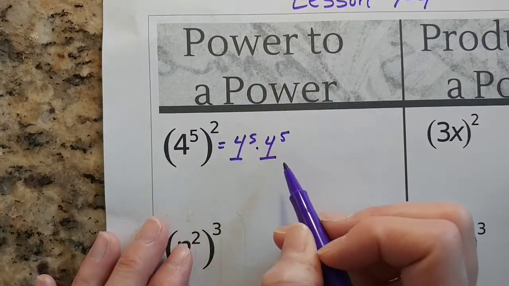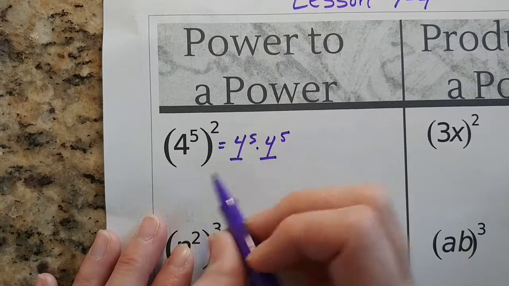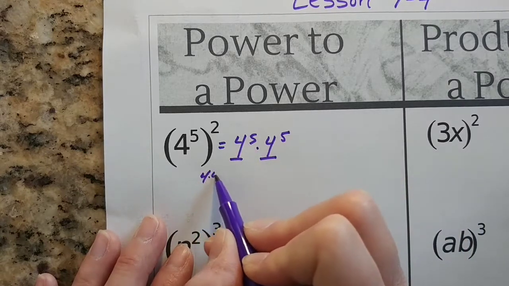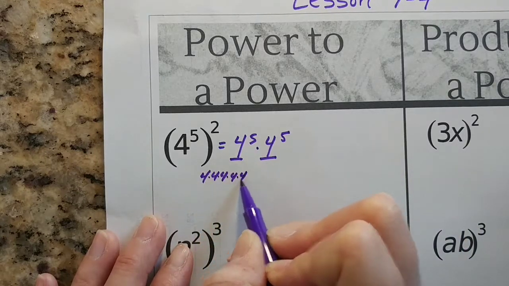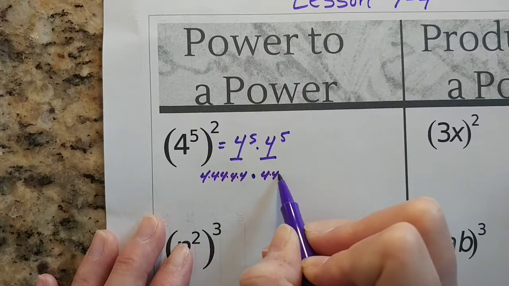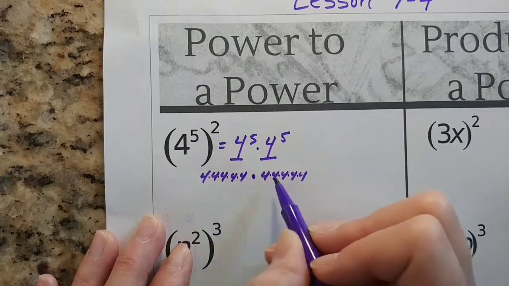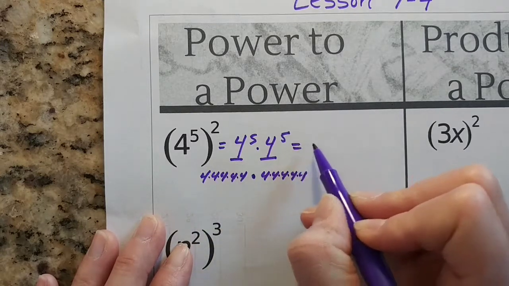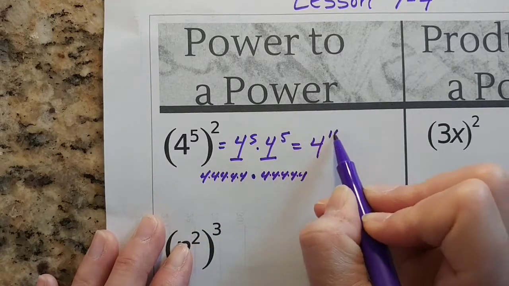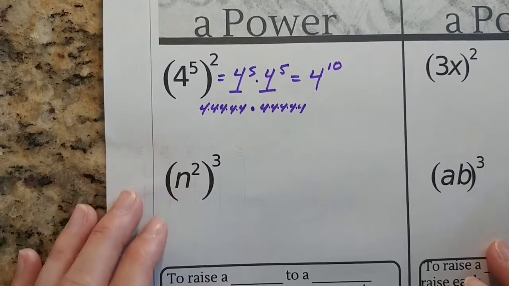So you should know that this would be 4 to the 10th power. But I could write it out. 4 to the 5th power would look like this. And then if I multiply it by another 4 to the 5th power, you can see here that there are 10 4s. So that is the same as 4 to the 10th power. Now let's look at the next one.